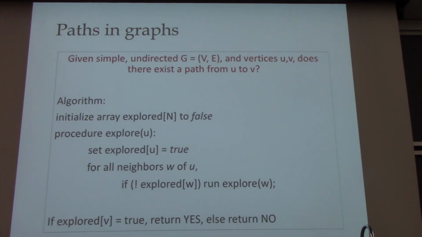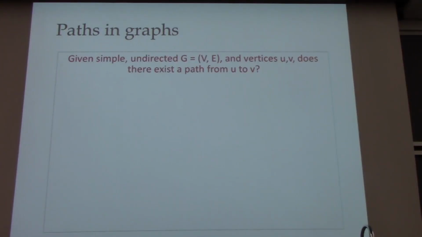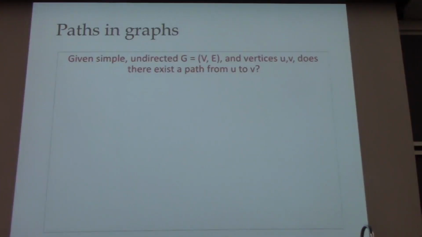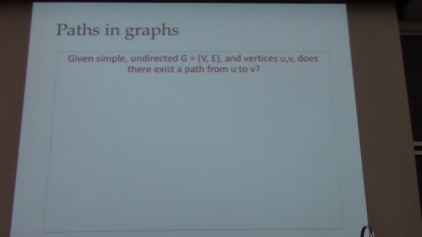Okay, so I want to do a different example, one where we also try to reason about correctness. This will hopefully give you a slightly different feel from the one that we just looked at. So the example is about paths in graphs. What is the problem here?